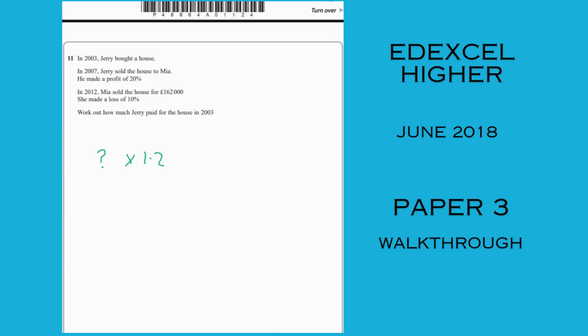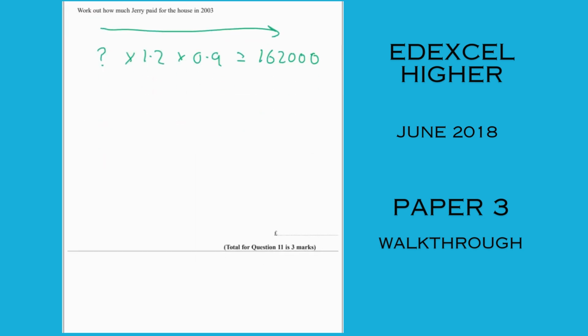20%, so his multiplier would have been 1.2. Maya made a loss of 10%, so her multiplier would have been 0.9. So yep, it's reverse percentages, but double reverse percentages, because we've got the multipliers working along that way. We need to reverse the process. So yep, on your calc, 162,000 divided by 0.9 divided by 1.2, you get the reassuringly nice round number of 150,000.